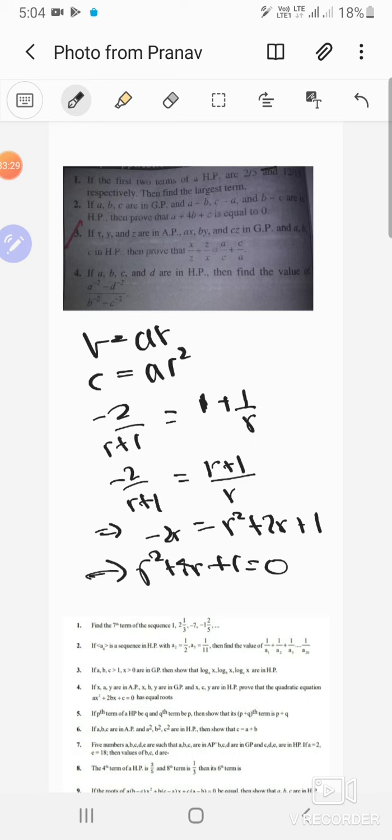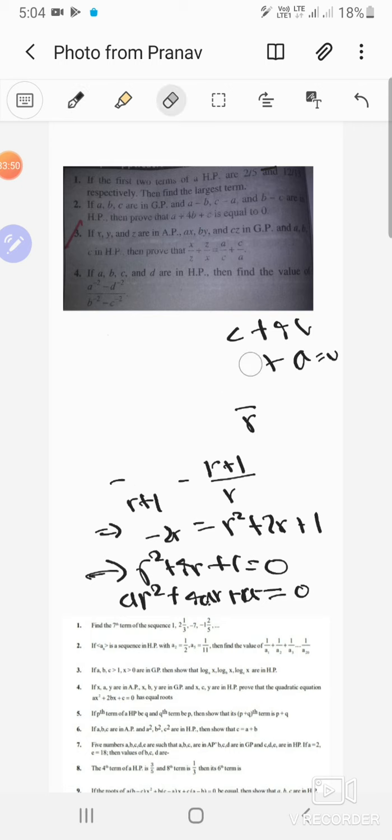Just assume B as Ar and C as Ar squared. That really does the job. Okay, now just multiply this by A. So that will give me Ar squared plus 4Ar plus A equals to 0. But guess what? Ar squared is C. So you have C plus 4B plus A equals to 0. Is that what we had to prove? Yes. Okay, nice.